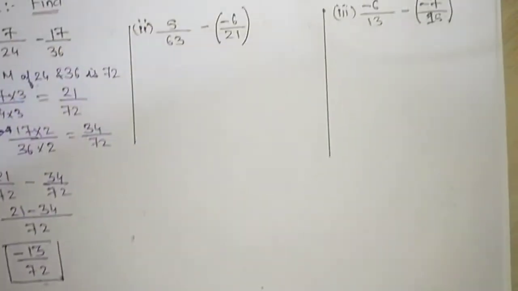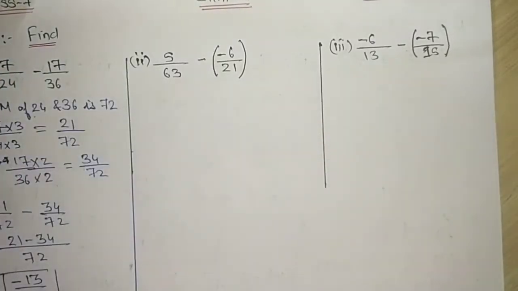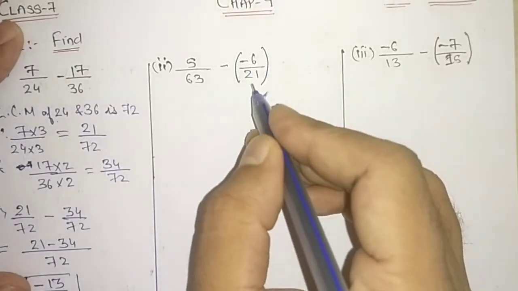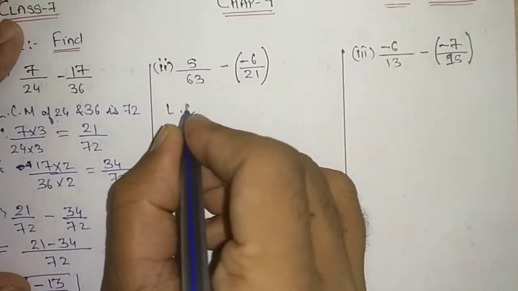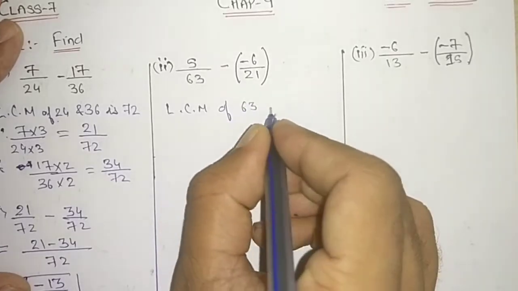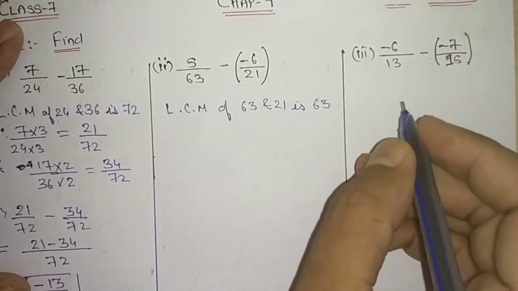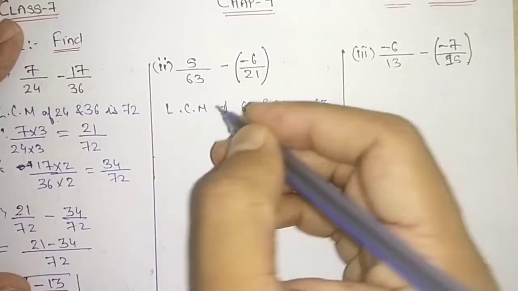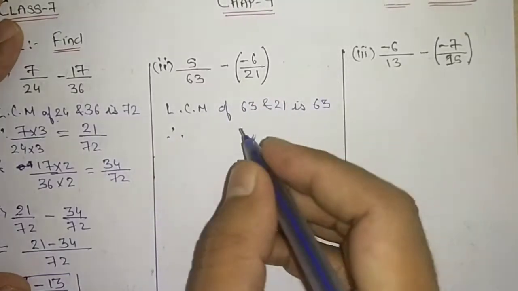Coming to the second part. It is 5 divided by 63 minus 6 by 21. The denominators are not the same, but the LCM I know very well. LCM of 63 and 21 is 63. Why? Because 21 3's are 63 and 63 1's are 63. Therefore we have to make this denominator 63.